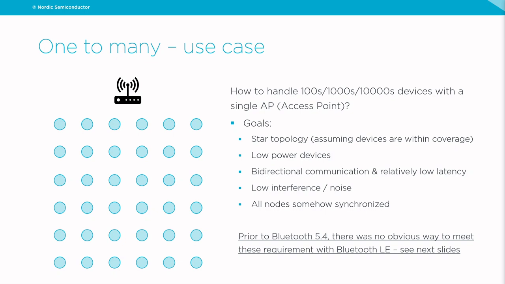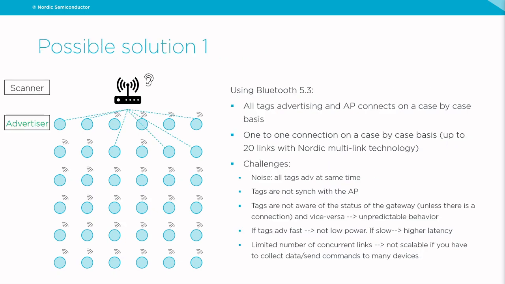This is a good exercise for two reasons. First, we will better understand why PAwR needed to be introduced to address this use case. And second, we will naturally understand why this new feature builds on top of the periodic advertising concept available in previous releases. As mentioned, now we want to see how, prior to Bluetooth 5.4, this use case could have been solved, and we will analyze the pros and cons of each solution.